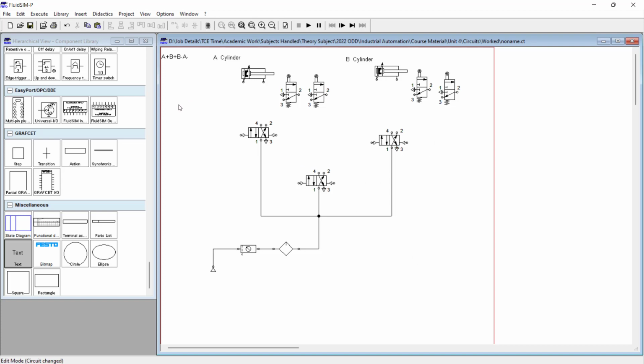Similarly, you can understand the sequence A plus, B plus, A minus, B minus from the previous video. That sequence is generally used for the door operation in buses. A cylinder extend means it is going to open the front door. B cylinder extend means it is going to open the back door. Next, A cylinder retract means it is going to close the front door, and B cylinder retract means it is going to close the back door.